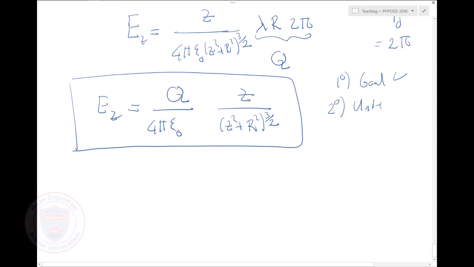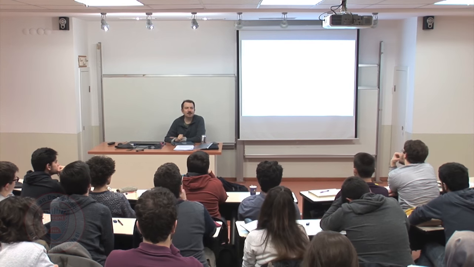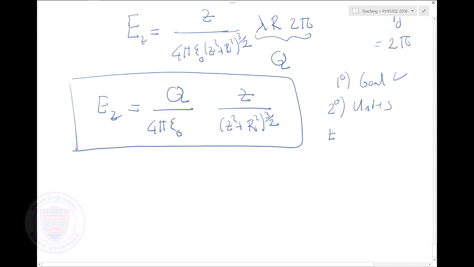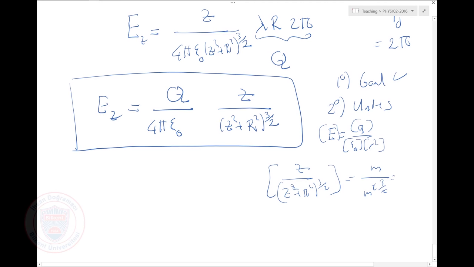How about units? Very simply, the electric field for a point charge was Q over epsilon zero times, unit wise, 1 over R square. So the unit of Q over epsilon zero is already here. Whatever is left must have units of 1 over meter square, right? So what's the unit of Z divided by (Z square plus R square) to the 3 halves? This is meter divided by meter square to the 3 halves. So this is 1 over meter square. So the units also check.